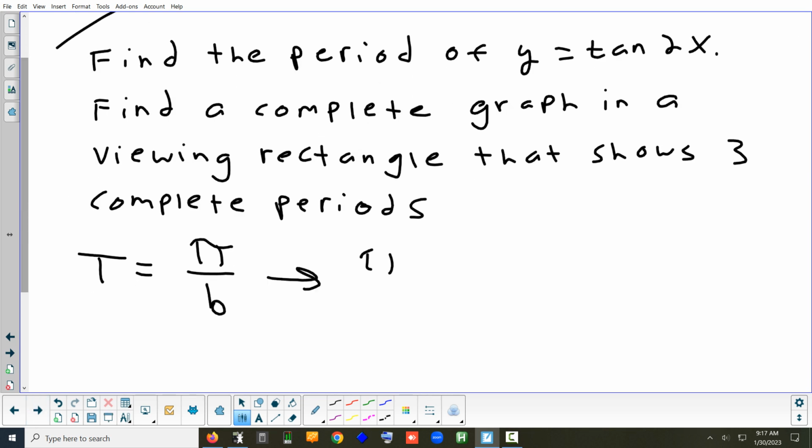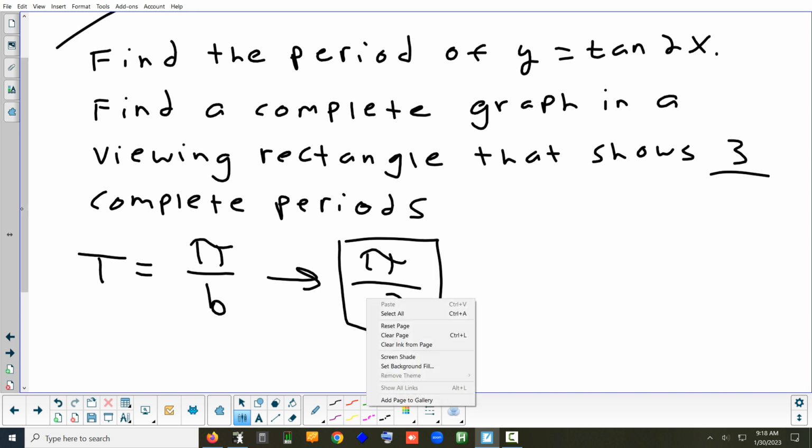Okay, so in our case, what is my b value? 2. Now, b is not the period. B is just b. The period is when you put b in the bottom of the fraction, pi over 2. So that's the length of one period. But on the calculator, they want me to show 3 for whatever reason. They want to see it 3 times. If that's the length of one cycle, how long is 3 cycles going to be?